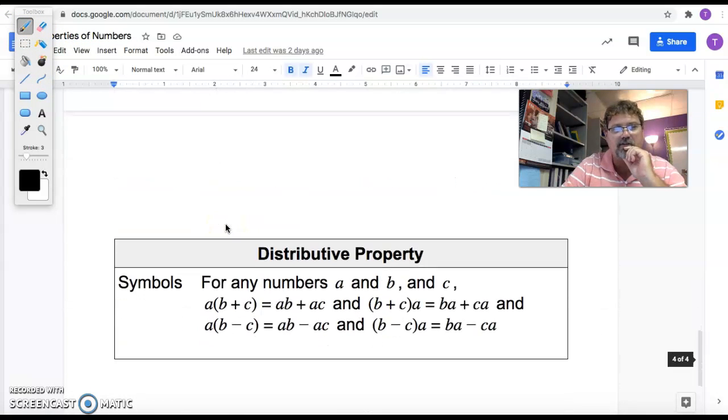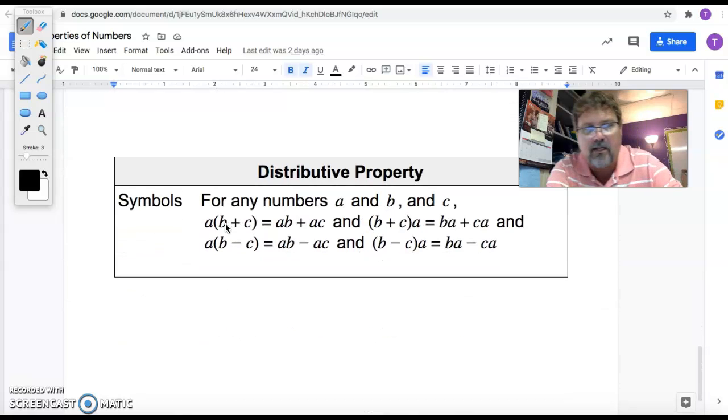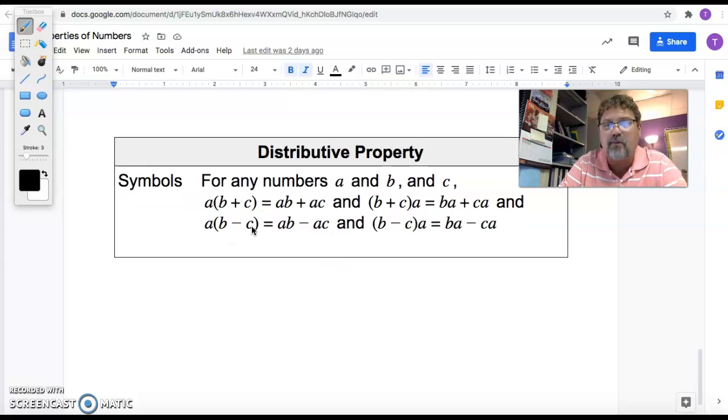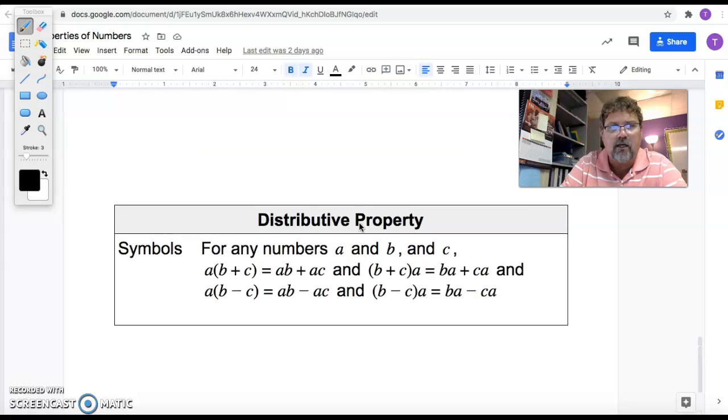Okay, let's move down to this other property. For any numbers A, B, and C, this is distributive. We've talked about this. I don't know if I need to show you this or not. I'll get into that in the videos. This distributive property is super important. That's how you multiply inside your parentheses. Remember, it just means it visits both of them every time. Oh, and that's the last one.